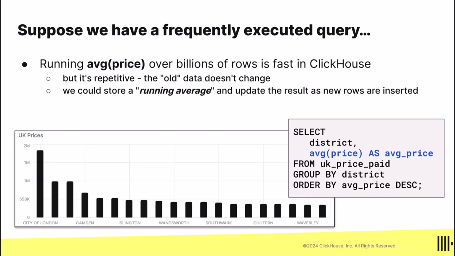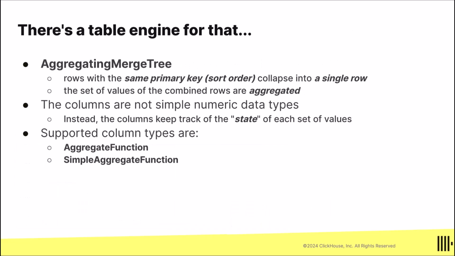To compute the average of a bunch of numbers, it's not as trivial as knowing what the previous average is. I need to know how many numbers there are, and I need to know what they add up to so that I can divide them. And so like I said, that's a little bit of effort. There's a table engine for that. It's called Aggregating Merge Tree. And I want to show you some motivation for where this is coming from.